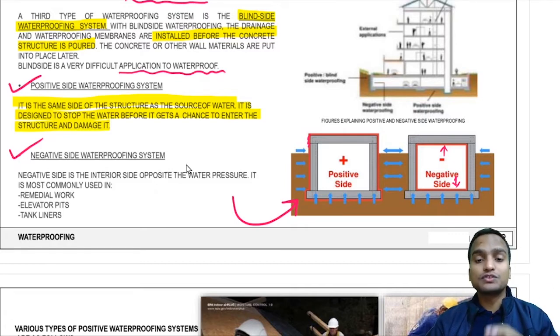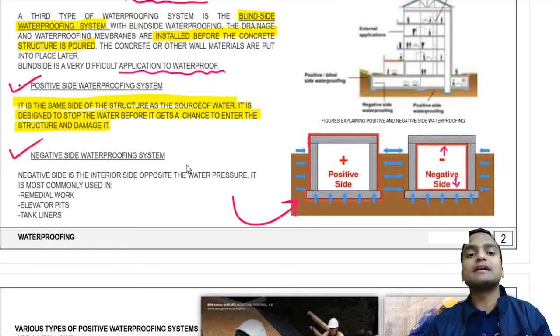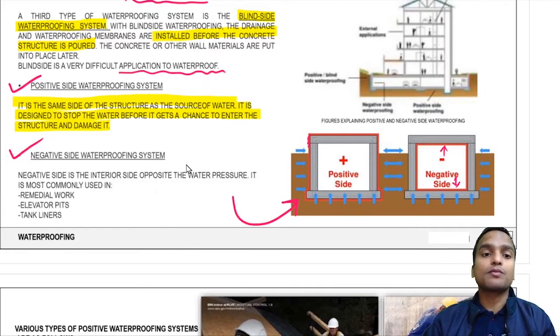Alright, so this is a more proactive approach, and this should be done in most structures because it totally avoids the entry of water from the very beginning. Whereas in the negative side waterproofing system, it is done on the interior side, opposite of the water pressure, and it is most commonly used in remedial works, elevator pits, tank liners.